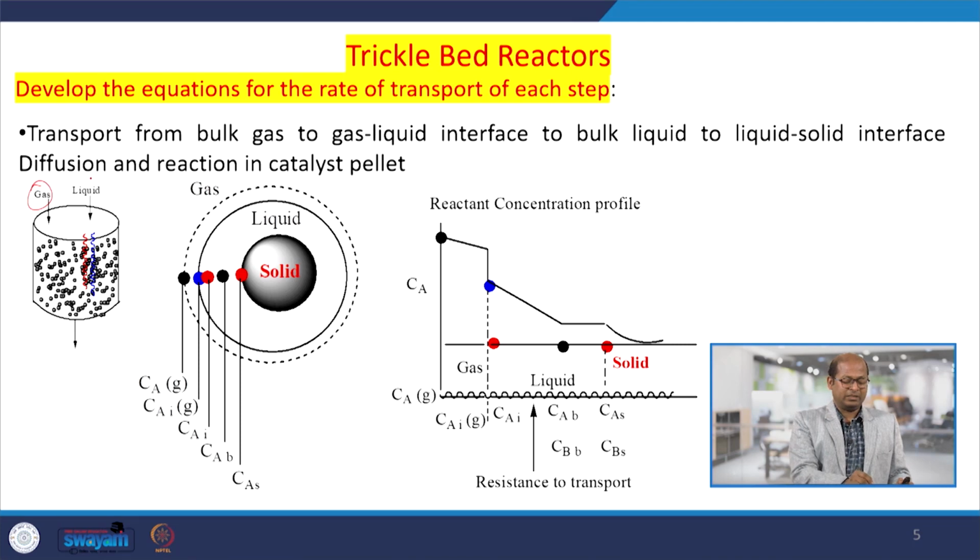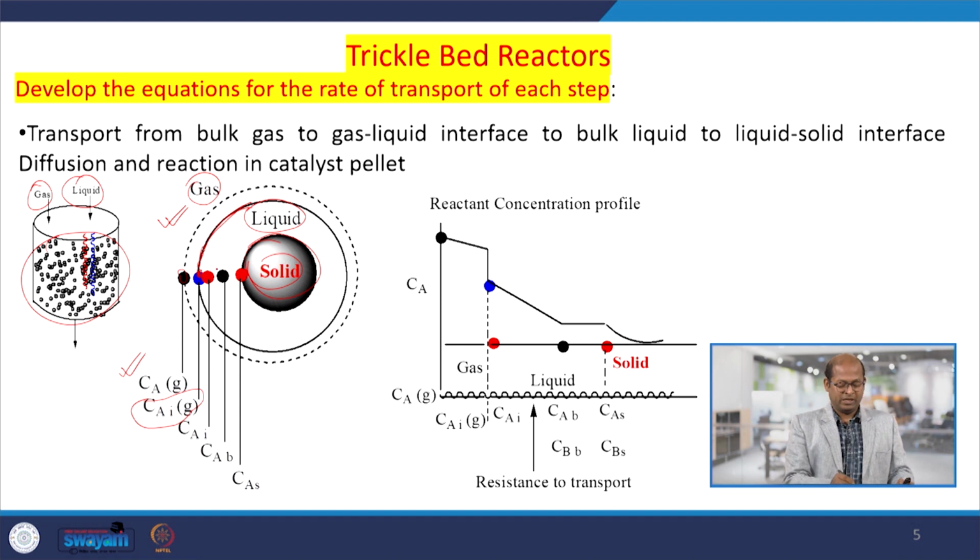Here you can see the red equation. Here the gas and liquid are the reactants, and the solid is the catalyst. Let us say this is the solid particle, and the gas is outside. It has a gas phase concentration CAG. This is the liquid surface, this is the solid, and this is the gas. When the gas comes in contact with the liquid, this is called the interface. The interface gas concentration of component A is then transferred to the liquid.